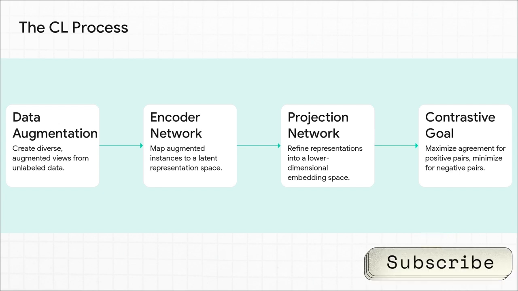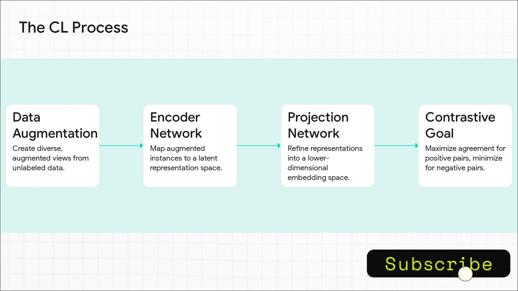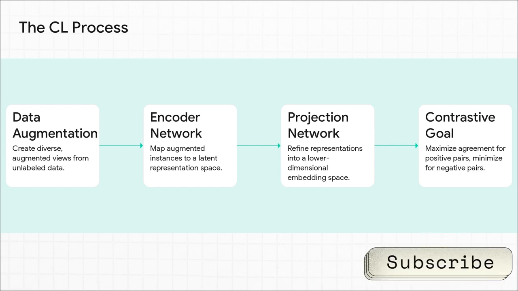Next, an encoder network, which is basically a feature extractor, looks at each image and boils it down to a bunch of numbers. That's its first location on our map. Then a projection network refines those numbers, helping the AI focus on only the most important features for comparison. And finally, the contrastive objective gets applied.